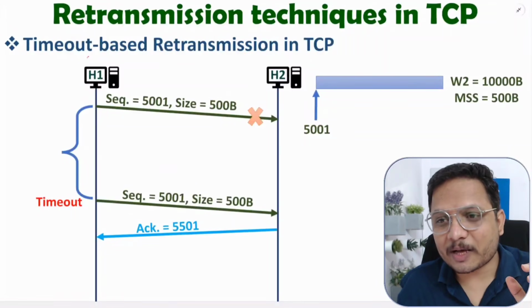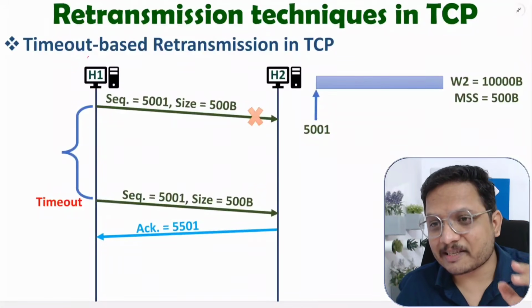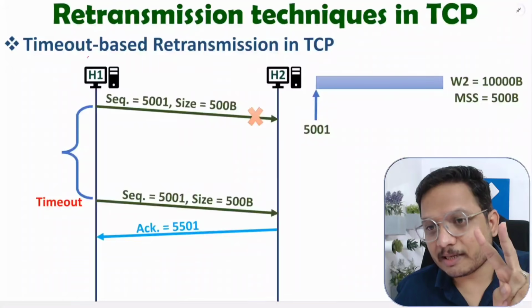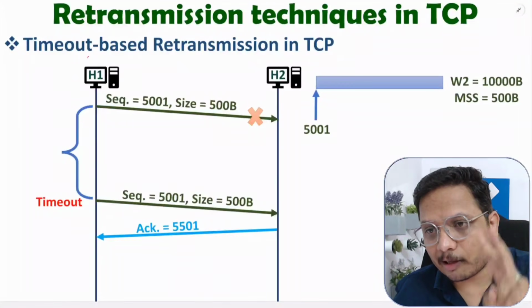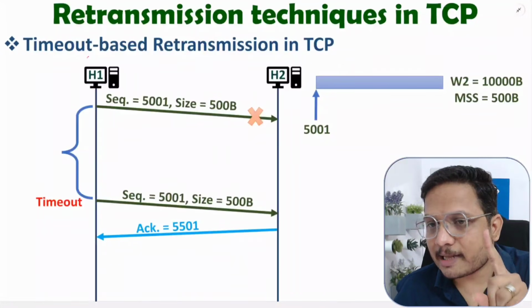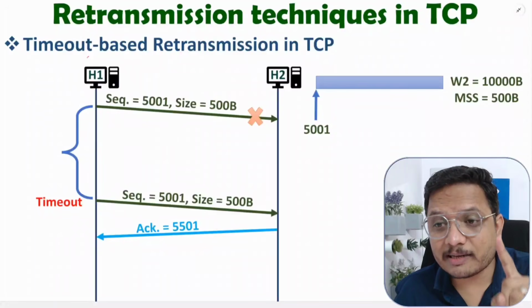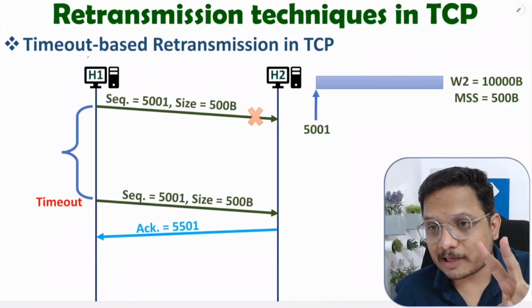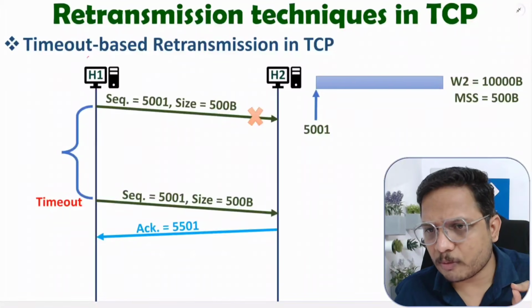In this video, I'm going to explain retransmission techniques in TCP. Basically, there are two categories of retransmission in case a segment is lost. The first category is timeout based retransmission, and the second category is based on acknowledgement. I'll explain both of those techniques with practical examples, so that will give you more clarity.